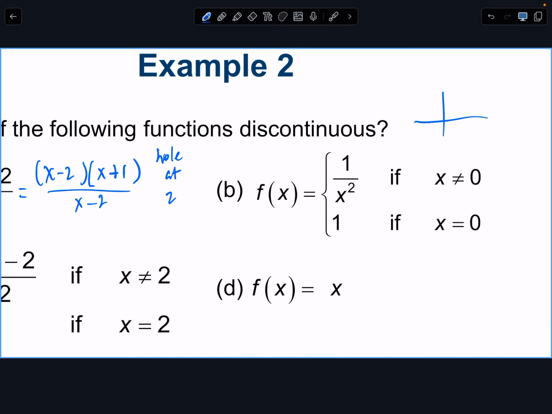I'll just graph this function. This is a function that goes to infinity on both sides of 0. So we say this is an infinite discontinuity. That's the third type of discontinuity. So we have a removable, a jump, and an infinite discontinuity at 0.